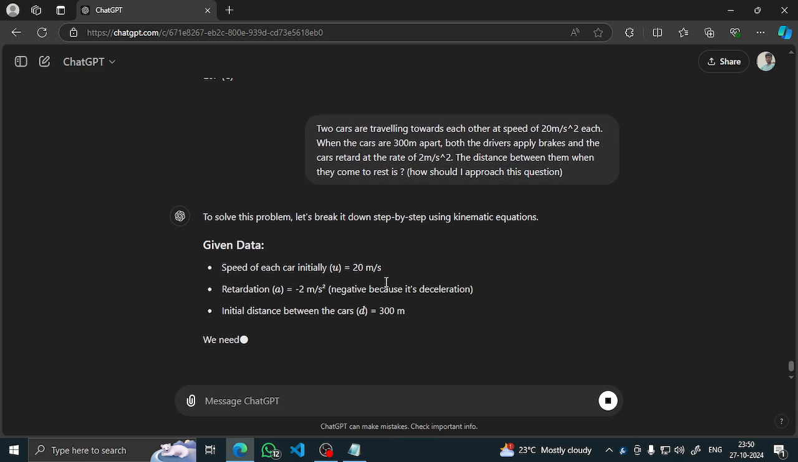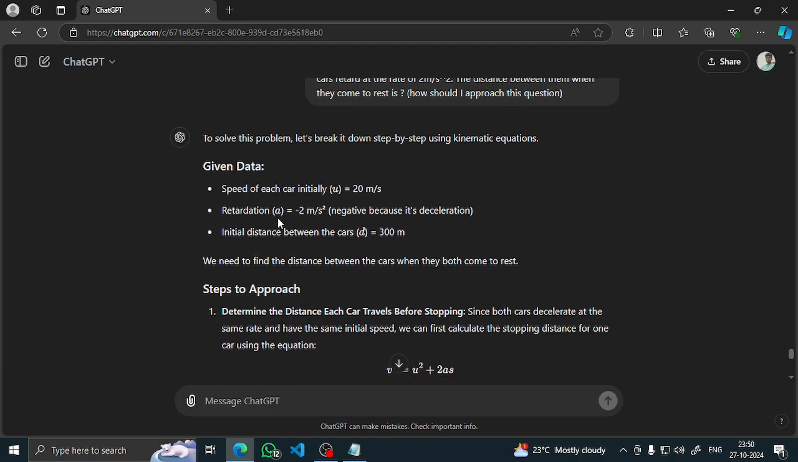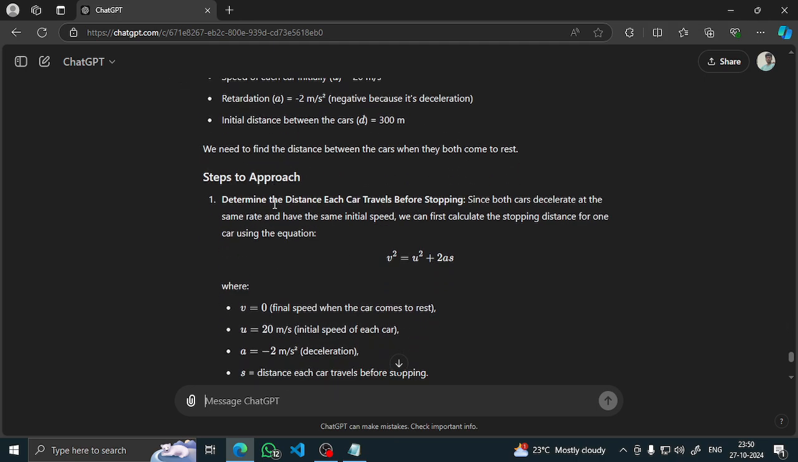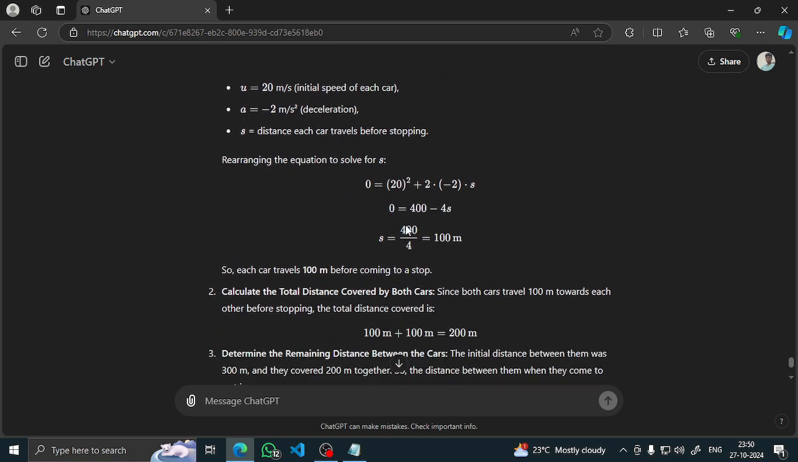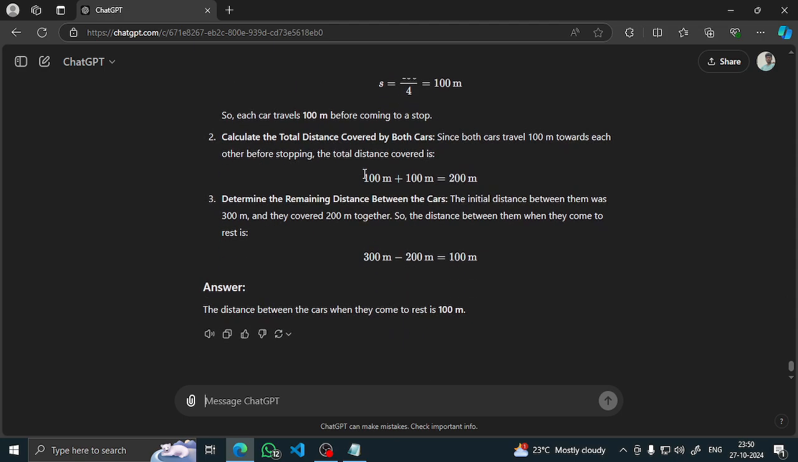To solve this problem, let's break it down step by step using kinematic equations. So it understood that we have to use kinematic equations in this question. It has given the data: initial velocity, retardation, initial distance. We need to find the distance between the cars when they both come to rest. Steps to approach: determine the distance each car travels before stopping. It is very easy to understand the approach of the question, like it has given a full detailed analysis of how to solve it.